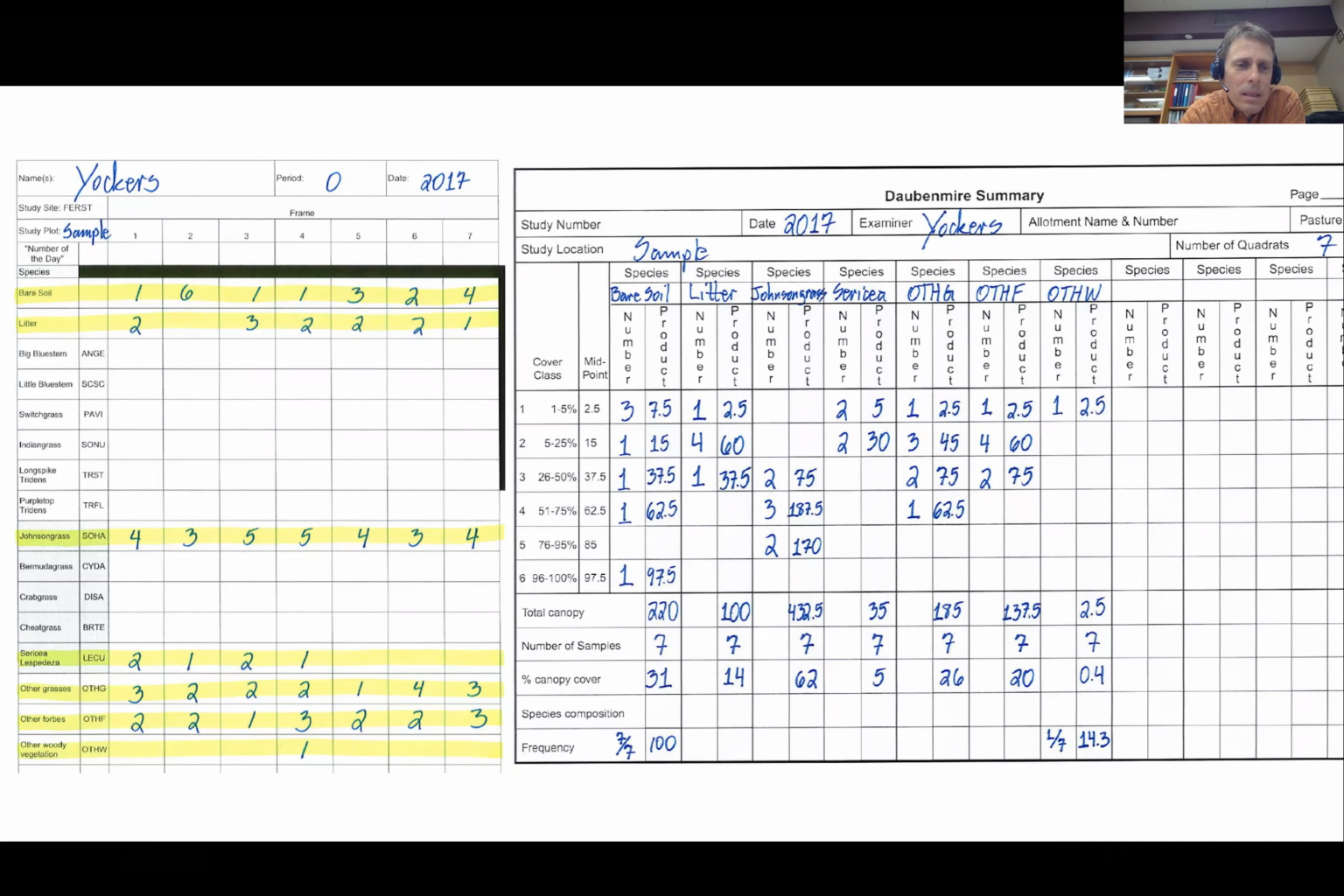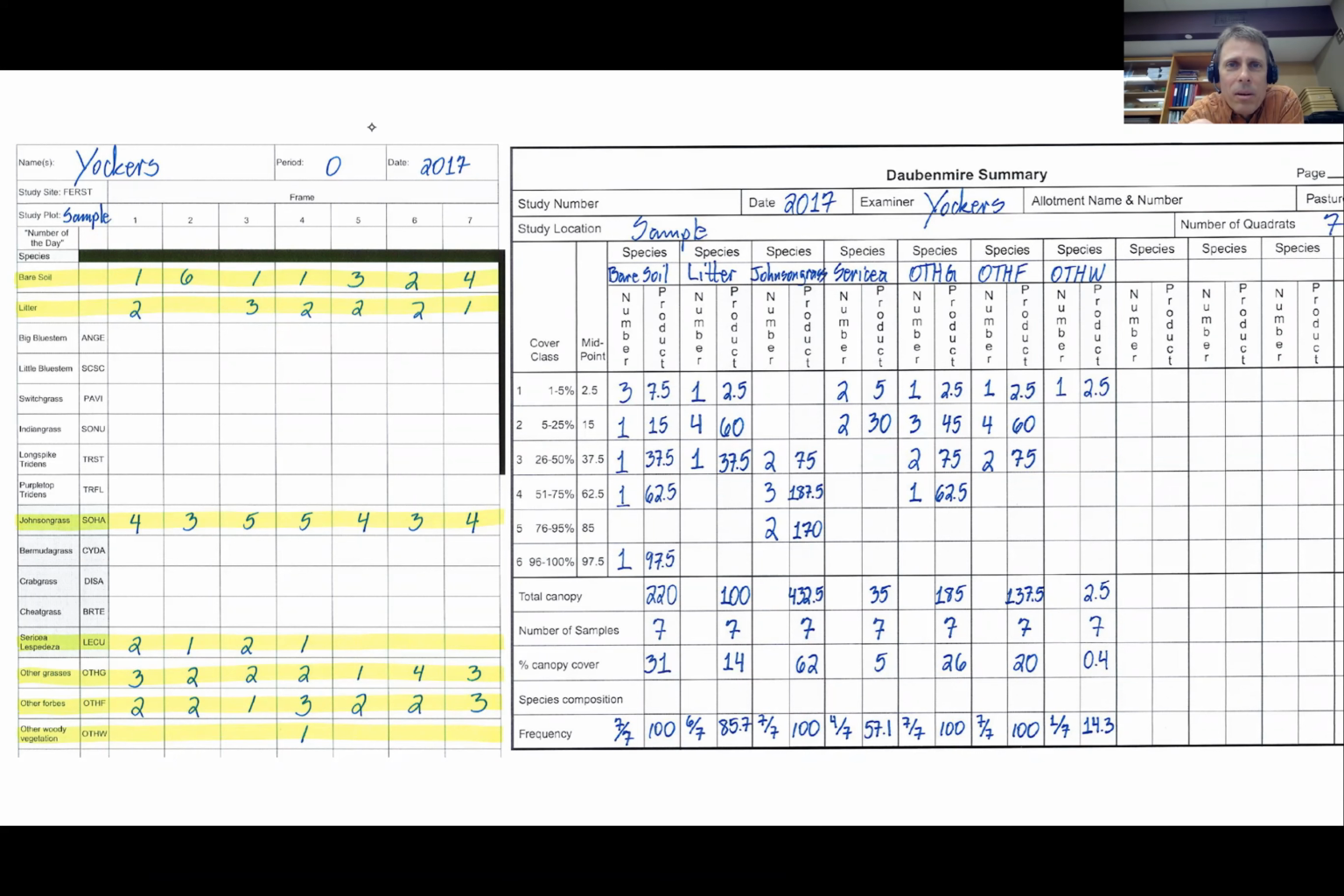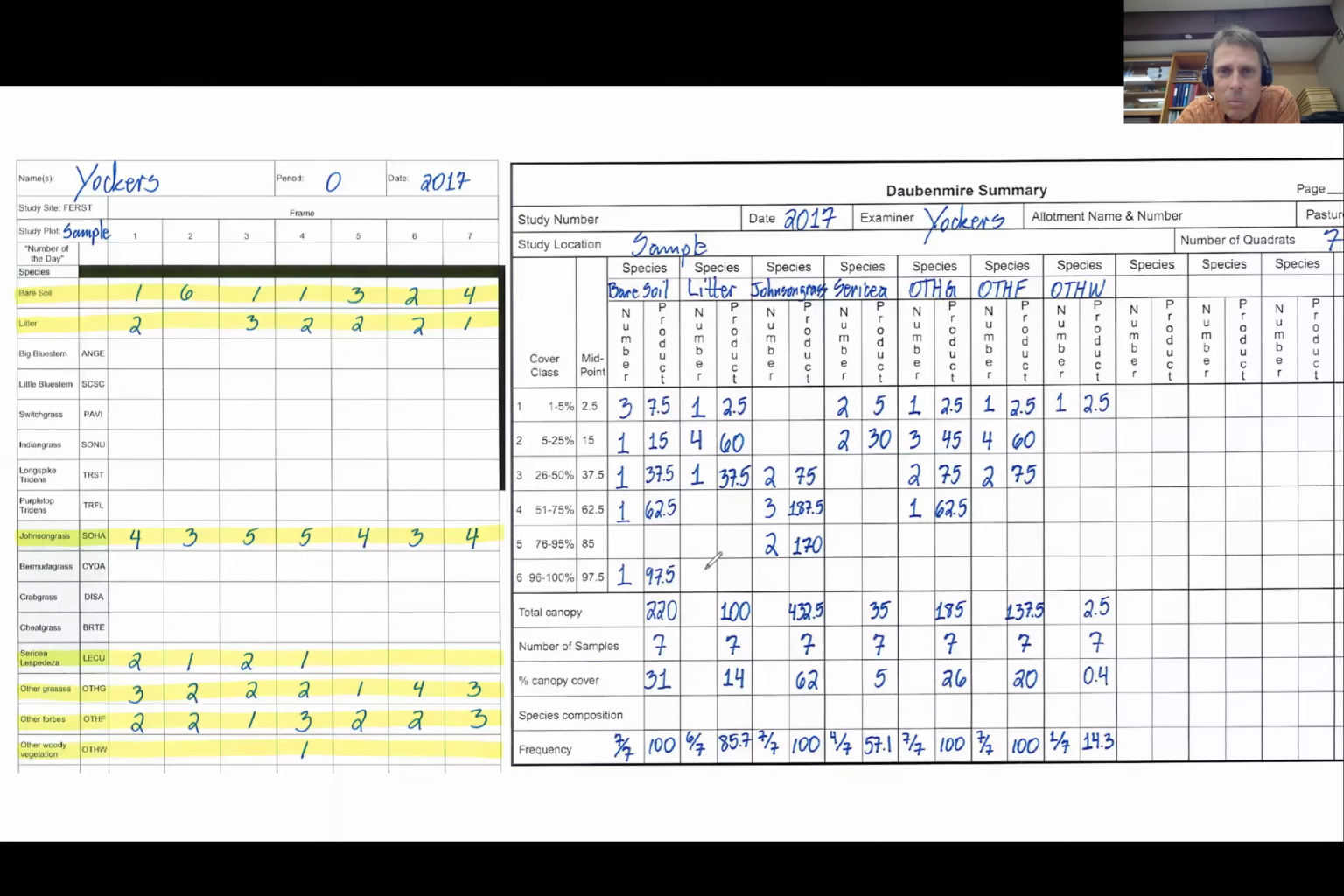Okay, so here are the frequencies that we had for all of our different categories. You can see that litter, 1 plus 4 plus 1, gives me 6 out of 7. Johnson grass was everywhere, 7 out of 7. Sericea was 4 out of the 7 plots. The other grasses were present in all 7, so 7 out of 7. And same thing for other forbs, 7 out of 7. And so you can see the different percentages there.